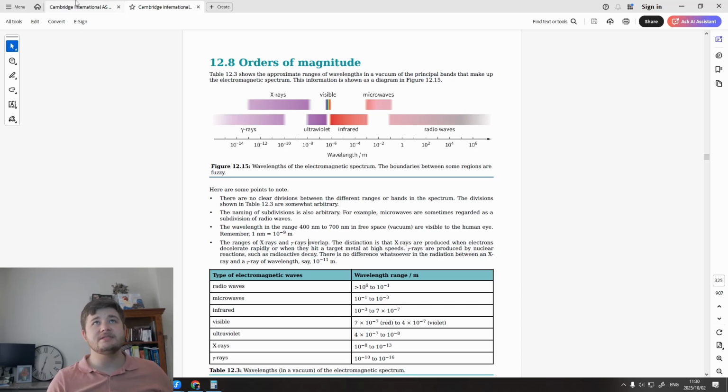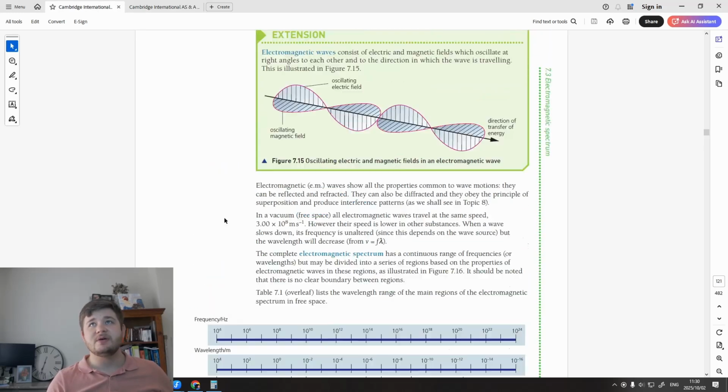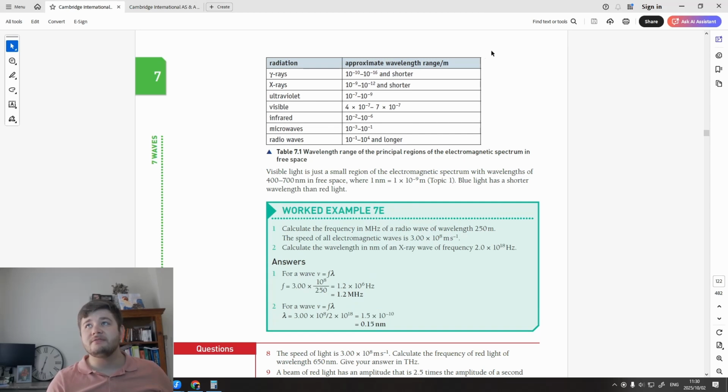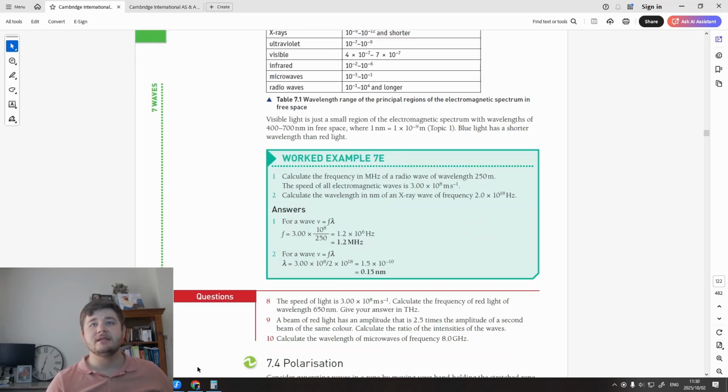For homework, please complete these questions, starting with this table. Please work out the frequencies for all of these ranges. So start with the bottom frequency, for example, and then the top, and so on and so forth. So add to this table, and then complete these three questions, questions 8, 9, and 10.